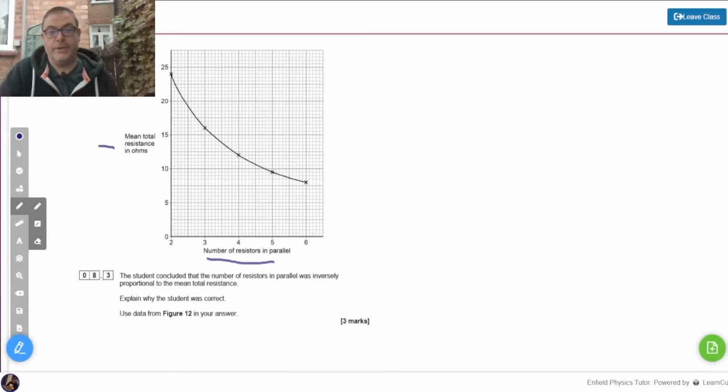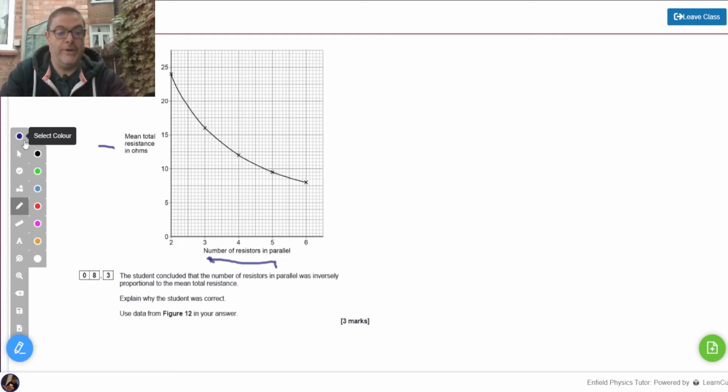In 8.3 we can see that the student has carried out a practical where they have a number of resistors in parallel, 2, 3, 4, etc., and measured the resistance using that ohmmeter device several times to get a mean for each of the numbers of resistors. And you can see, look, we've got the points coming down in a nice curve. The student makes the rather bold assertion that we have an inversely proportional relationship between the two quantities x and y, and we have to check out if they're right.